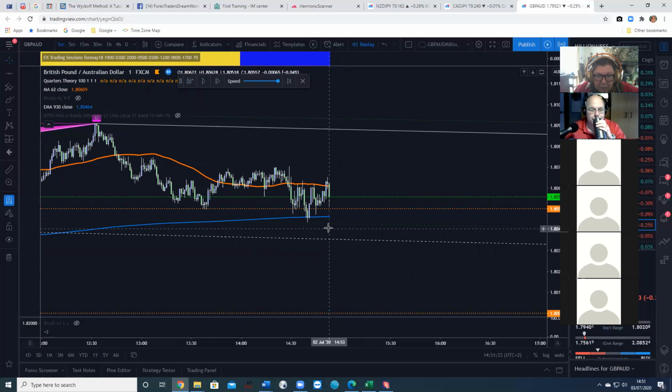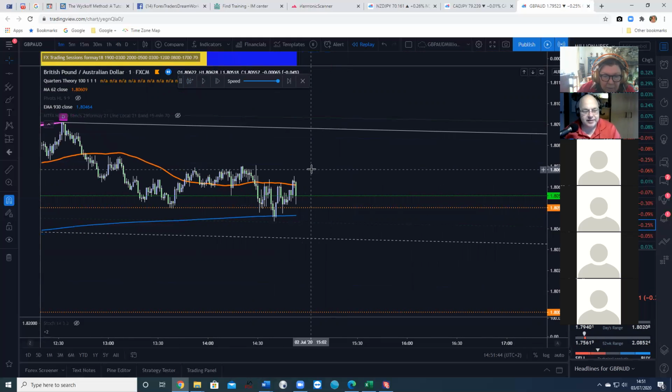Sorry, just that bit there. Just when we finish the session, I mean, not end of London. So it's about here, isn't it? Yeah, somewhere in there. Okay, so here's our pitchfork, and we need a pitchfork touch in order to trade.